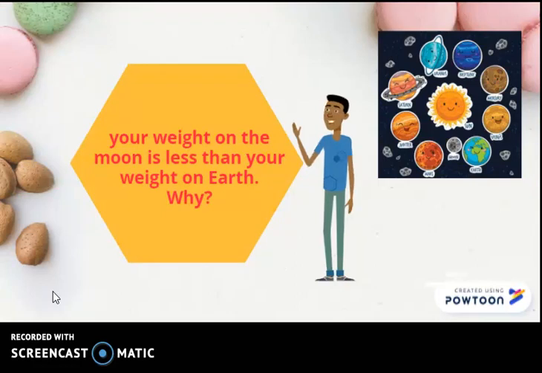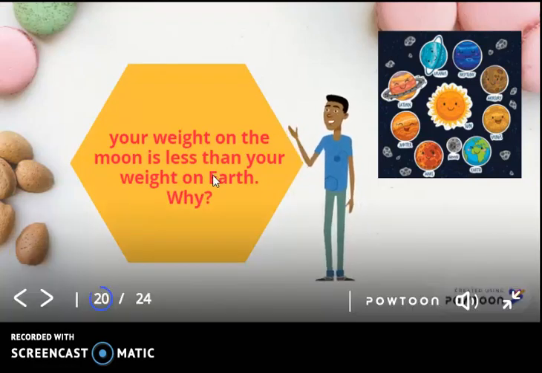So as we said, what will change? Only your weight. Your weight on the Moon is less than your weight on Earth. Why do you think, my dears? I want you to think why. We said that the mass is the same. If you are 30 kilogram on Earth, you will be 30 kilogram on Moon. So the mass does not change. But why will your weight change?